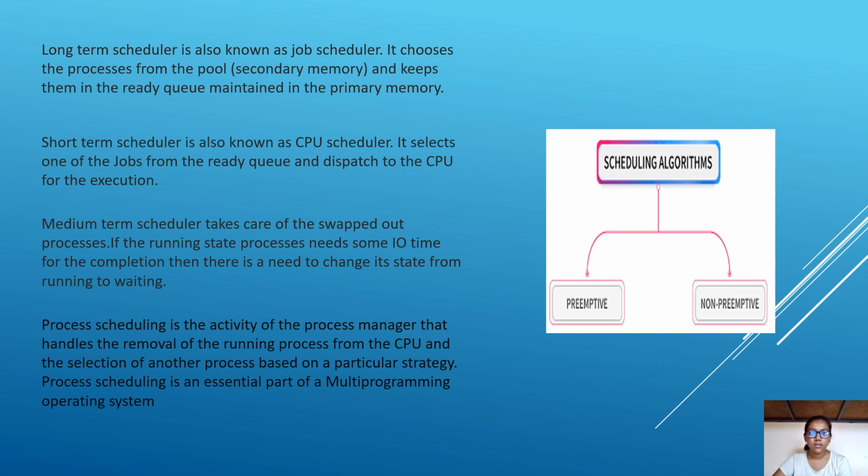Process scheduling is the activity of the process manager that handles the removal of the running process from the CPU and the selection of another process based on a particular strategy. Process scheduling is an essential part of a multi-programming operating system.